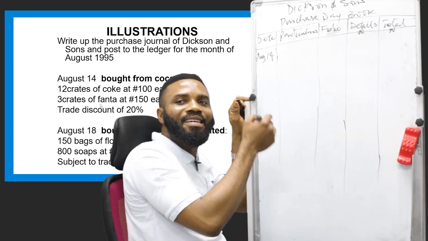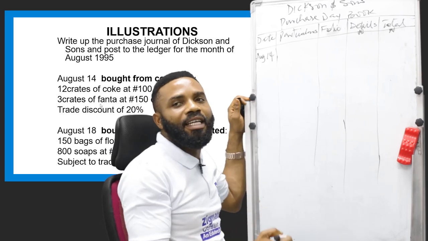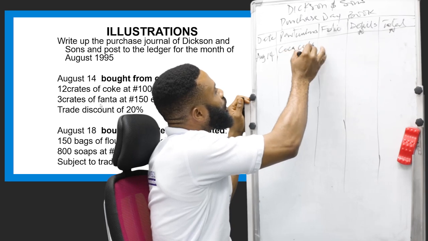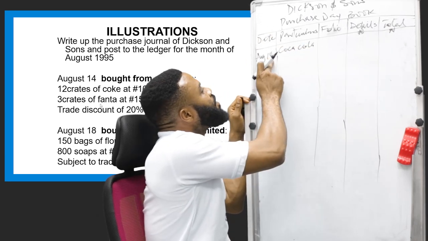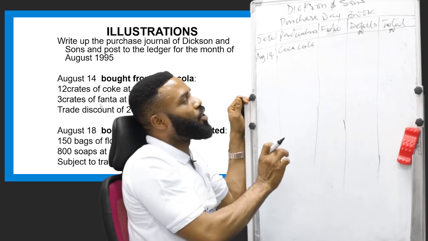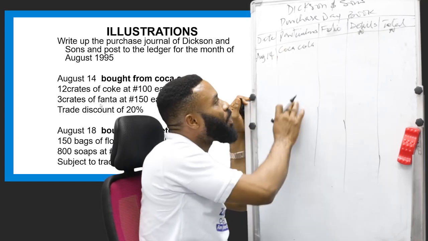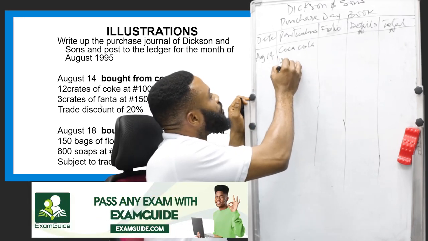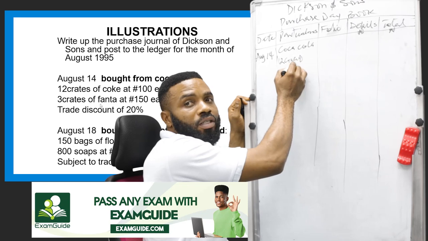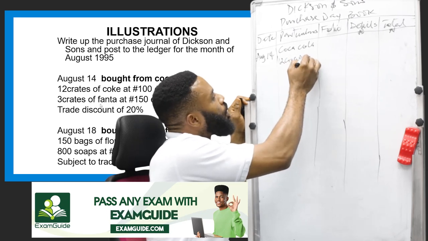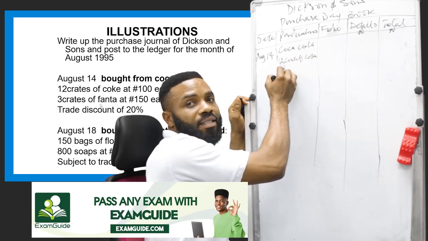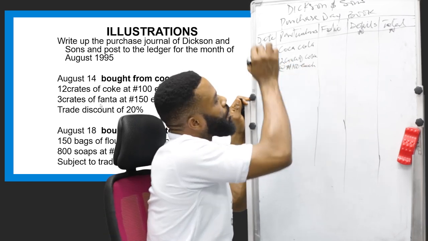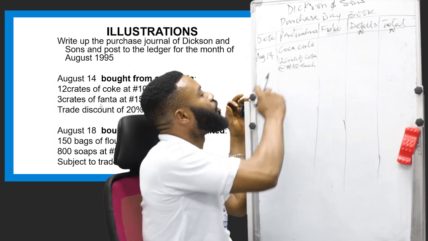Now, you're going to write the name of the supplier. The supplier's name is Coca-Cola, so you write Coca-Cola. Anybody that accesses this account will know that the supplier is Coca-Cola. What happened? 12 crates of Coke at 100 Naira each.